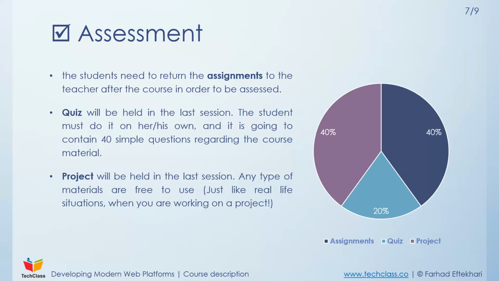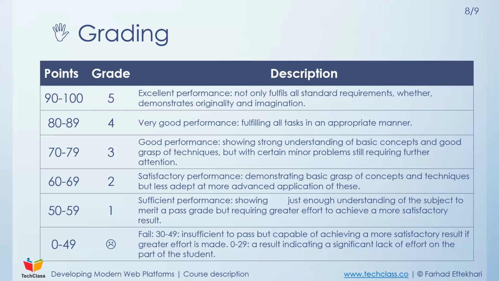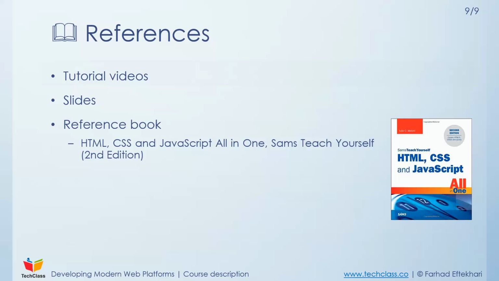And here is the assessment division based on the assignments, project, and quiz. And here is the division of the grades. If it's an online course, it's a pass or fail. And here is the progress that you can see based on what points you get what grade. And here is the reference we're going to use if you want to get a bit more knowledgeable about the concepts. We're going to have tutorial videos and then slides, and those are the principal and main material of the course.